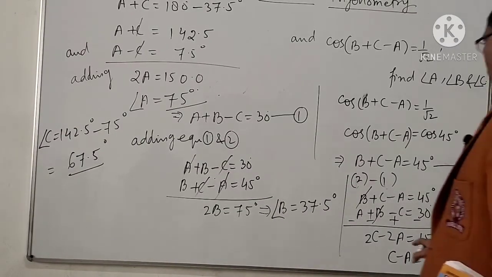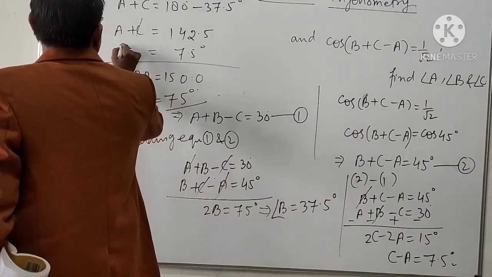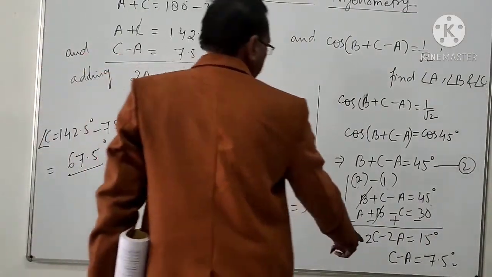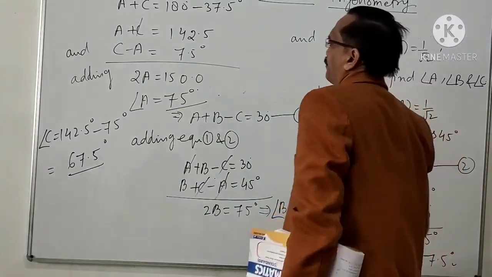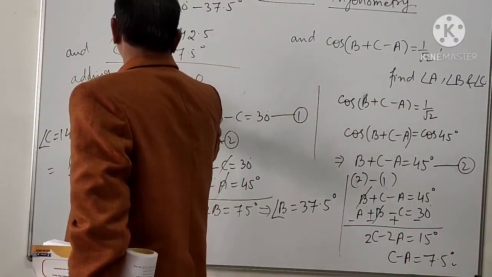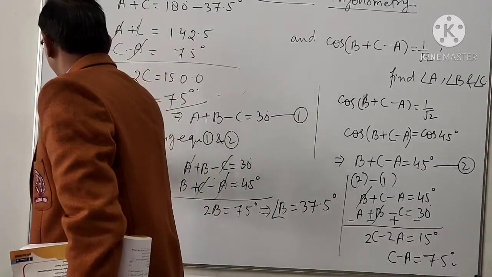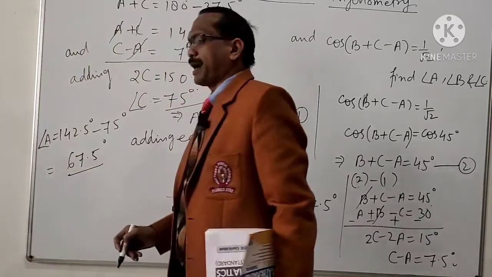Student, there is a silly mistake. There is C − A. Value of C − A is 7.5. So here A is cancelled. This is the value of C, and value of A is 67.5 degree.